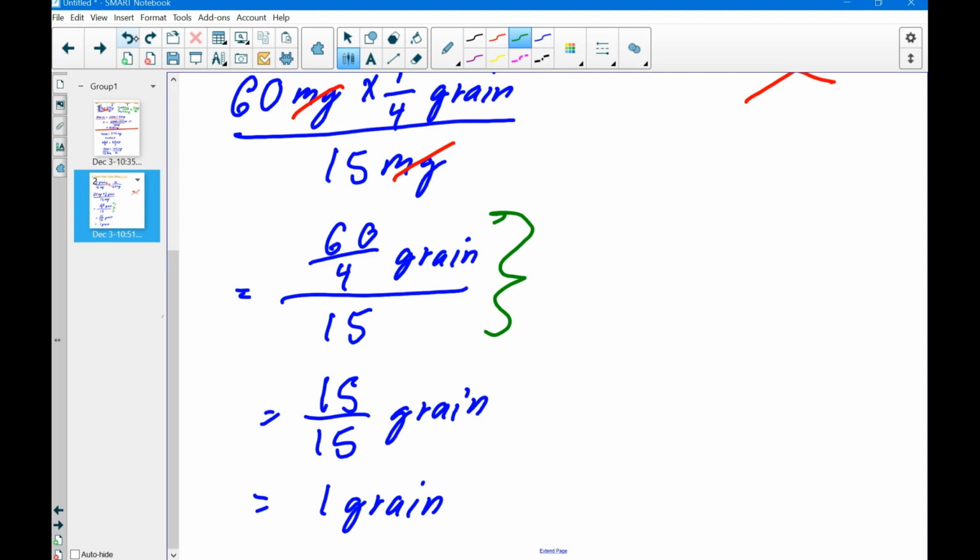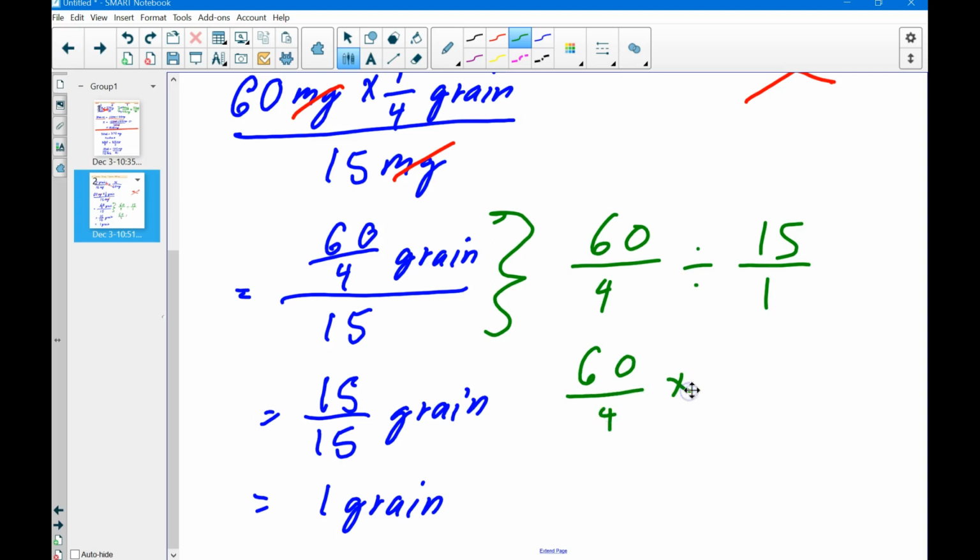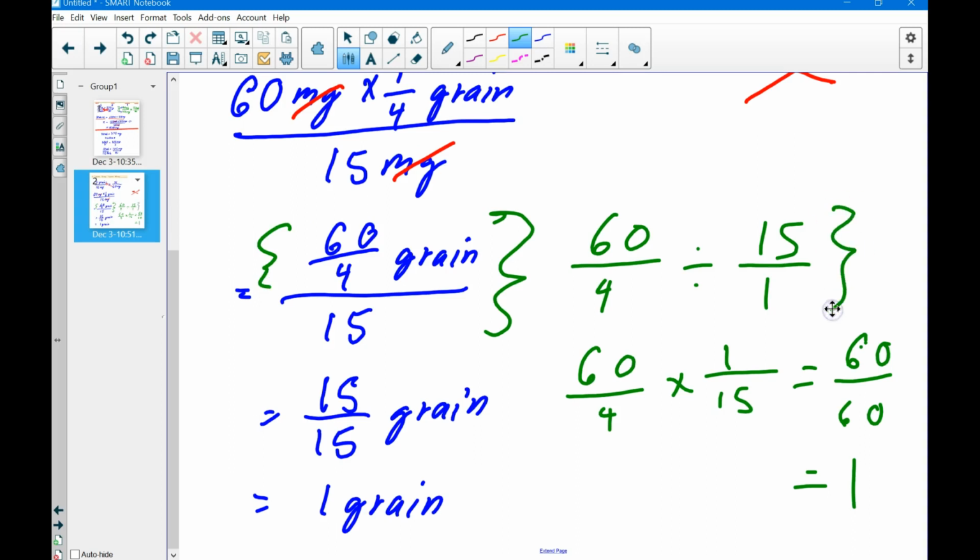The old reliable pen, 60 over 4 divided by 15 over 1. And then we turn it into multiplication. That's just 60 over 4 multiplied by 1 over 15. And that gives you 60 over 60, which is also equal to 1. So whichever way you do it, you get the same answer. I just took over here and I simplified this piece first, but you don't have to. You can do it the same way we've been doing it before. And as I keep on saying, there's always more than one way to do a math problem.